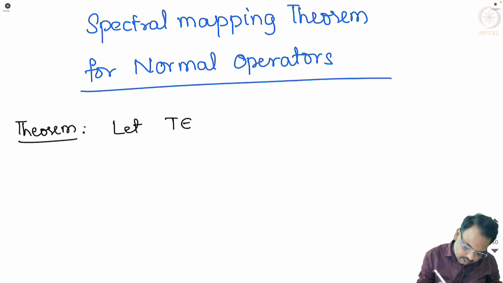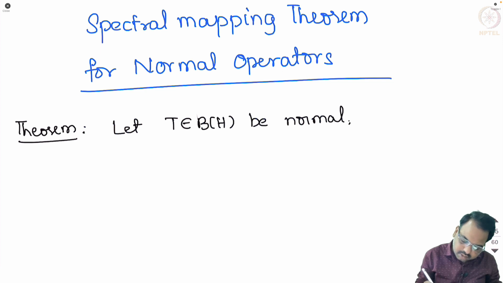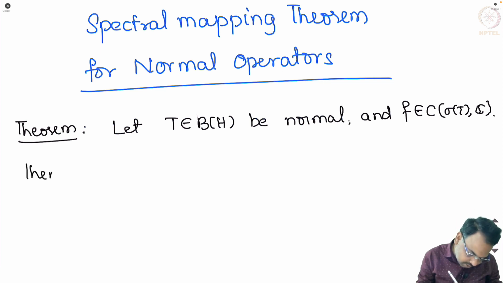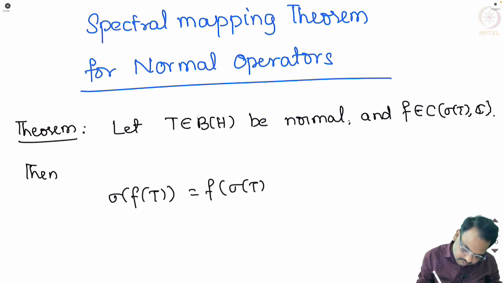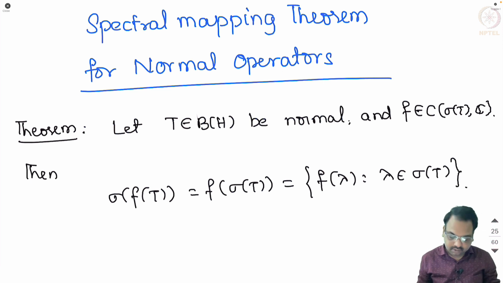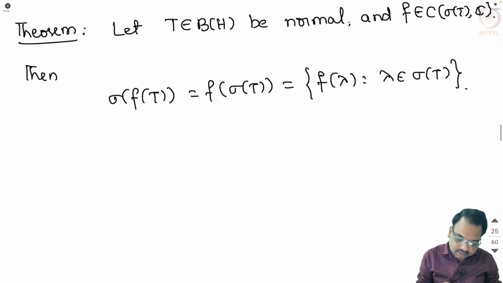Let T be a bounded normal operator and f a continuous function defined on the spectrum of T and taking values in C, that is, f is from the spectrum of T to C, which is continuous. Then we can show that the spectrum of f(T) is f of the spectrum of T. This is nothing but the set of all f(lambda), where lambda is coming from the spectrum of T. This is known as the spectral mapping theorem for normal operators. Okay, so let us look at the proof of this result.